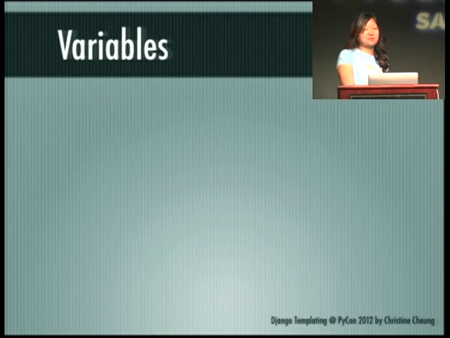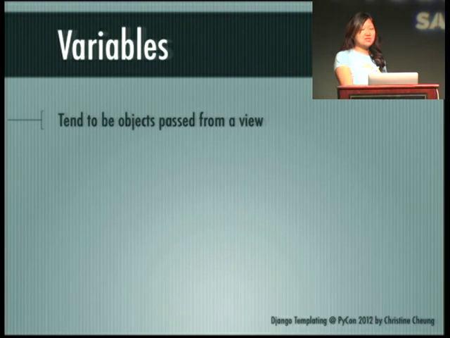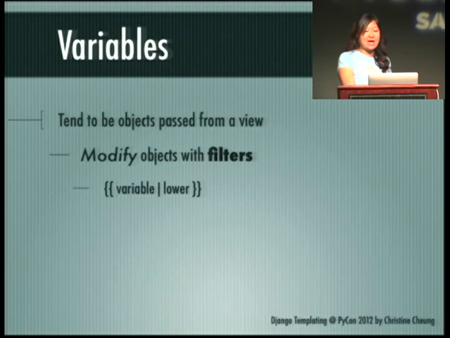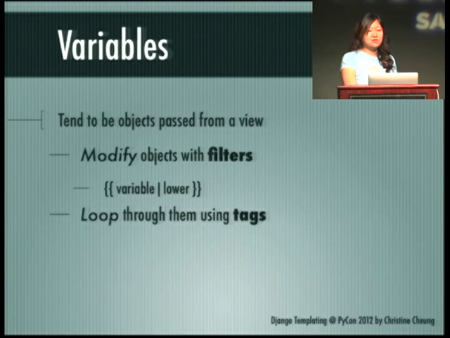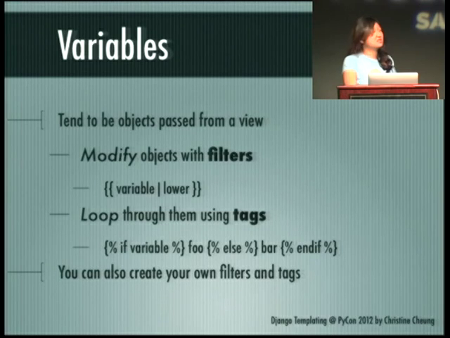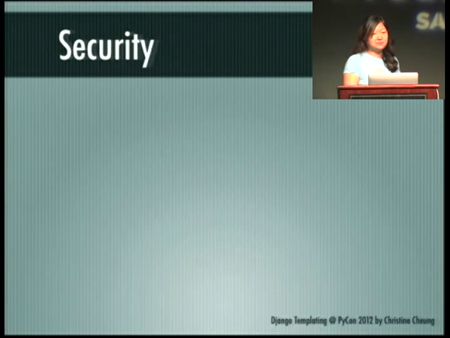Obviously, this is Django, a dynamic web framework to make applications. You're dealing with data coming from the back end. They're objects from a view. So you modify these objects with filters, like so. You take a variable, and then you pass a lower filter, which lowercases the variable. And you can loop through them using tags. The most basic control structure, the if tag: if variable, output foo, otherwise output bar. You can also create your own filters and tags, which I will go over soon.